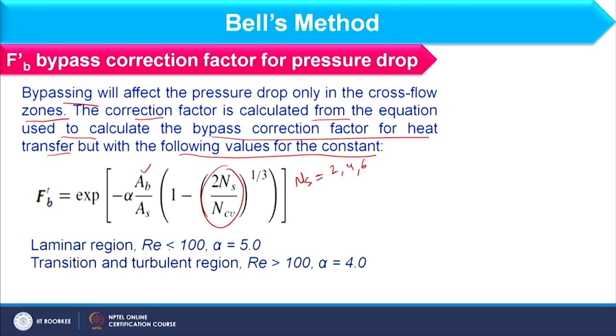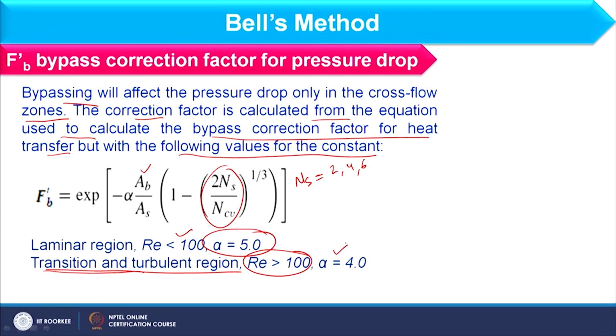Here again you should not calculate whether sealing strips are required or not, okay. Whatever we have fixed, the same you can use over here, and at the same time NCV we can also fix, as we have fixed in the heat transfer coefficient calculation, right. So the only change will be for the alpha value. If I have the laminar zone, that is, Reynolds number less than 100, alpha should be 5.0, and for the transition and turbulent region, when Reynolds number exceeds 100, alpha should be equal to 4, okay.